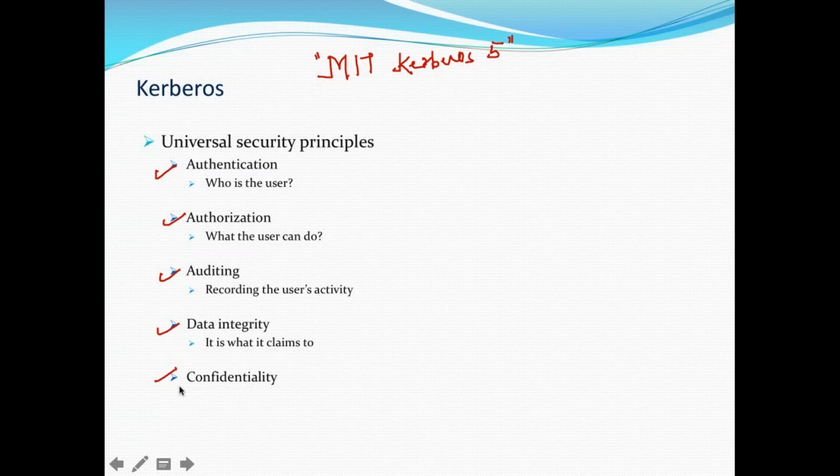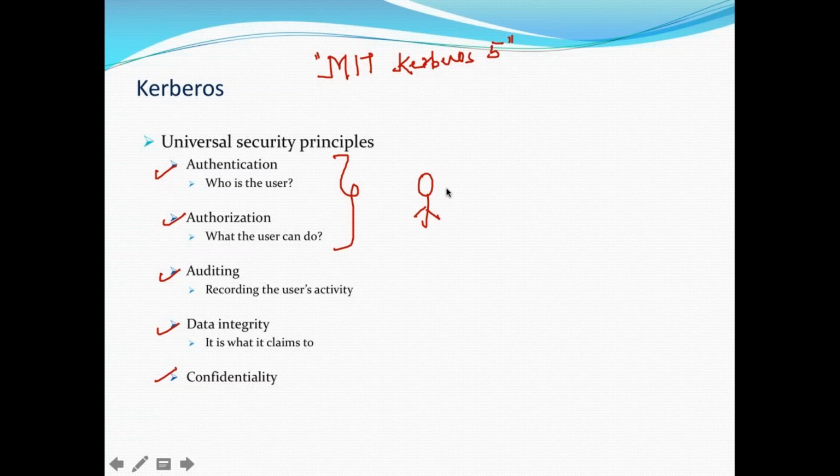Authentication basically means who the user is. Authorization is what the user can do, whether he is permitted to do certain operations or not, whether he has been given some privileges to do certain actions. Auditing is recording the user's activity, what all the user is doing. Data integrity is how you make sure that your data is proper. Confidentiality is how you make sure that when the data is getting transferred, it is confidential, so what kind of encryption mechanism you are using. So these are the two important principles: authentication and authorization.